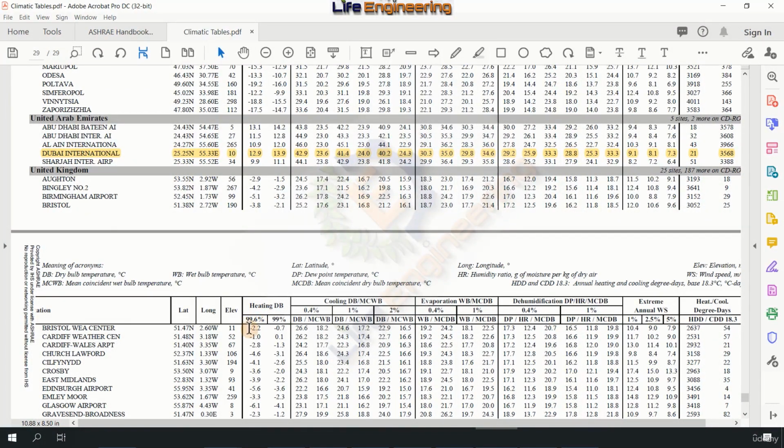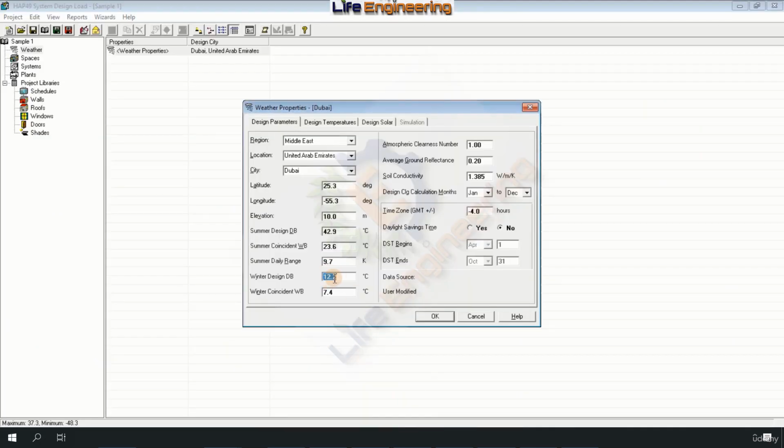Similarly here, 99.6% or 99%. This is the difference between the 0.4 and this is for the 1%. Also, we will take the extreme one, which is this one, here 12.9. Here it is 12.2, you can change this to 12.9. For the winter coincident wet bulb, it's not valid in ASHRAE, so we will keep this as it is.